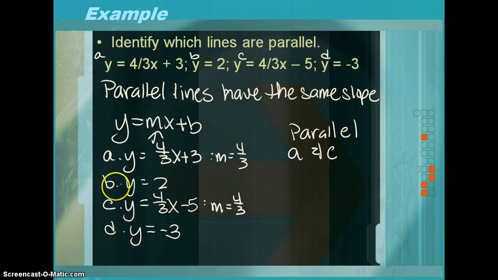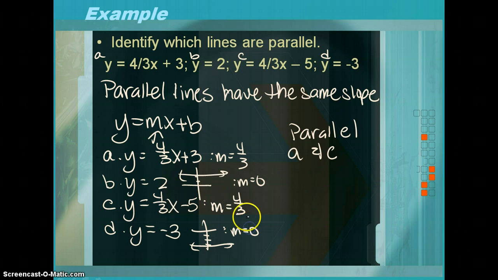Now, if you look at B and D, you have y equals 2 and y equals negative 3. You need to remember that both of these are actually horizontal lines. This one goes through 2, while y equals negative 3 goes through negative 3. Both of these have slopes that are 0, so for both of these, m is equal to 0. So again, their slopes are considered equal, and therefore B and D are also parallel.